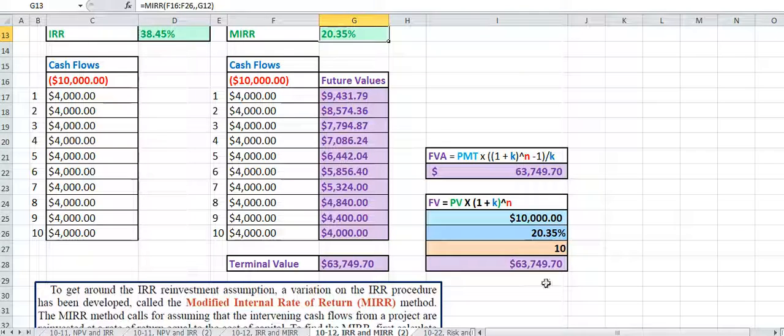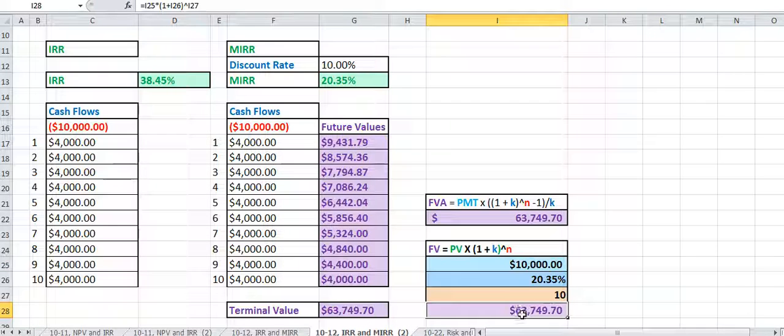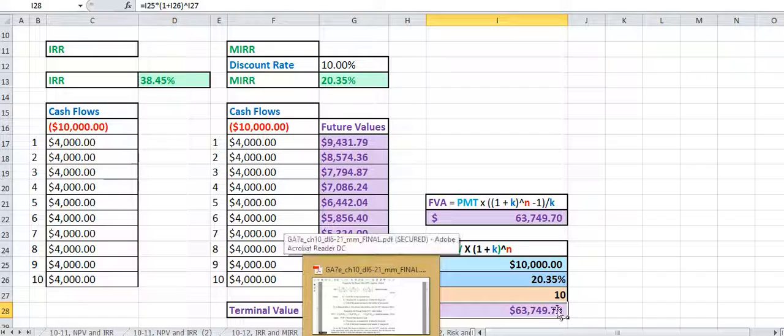So in other words, let's just show you that real quick. The formula right down here is the future value formula, where I've used I-26 for K, which is the MIRR that we computed up here, okay, and I-27 is the number of years, so to the power of 10.